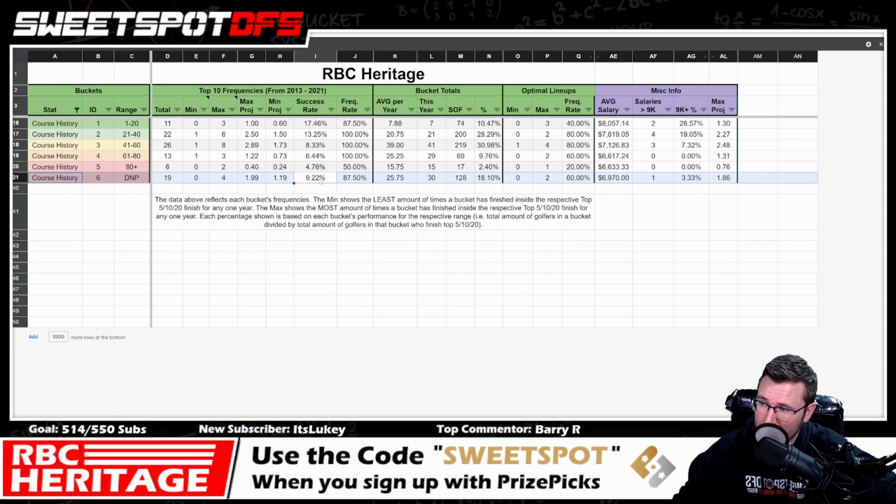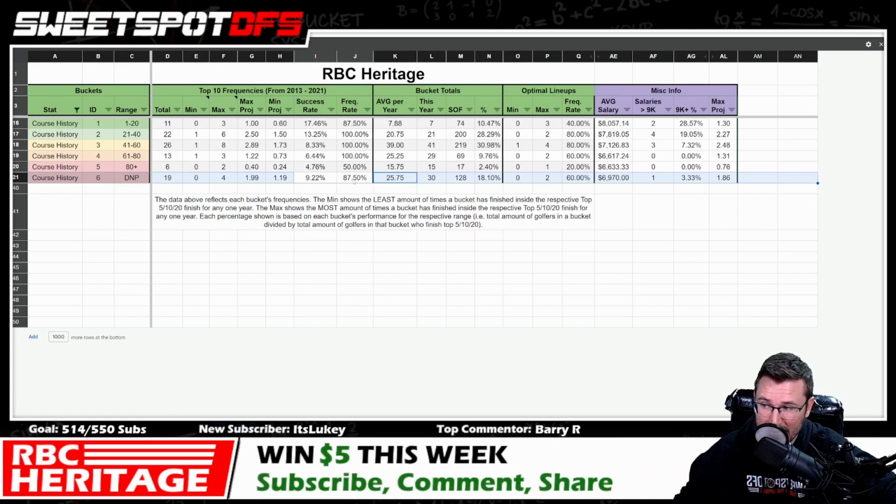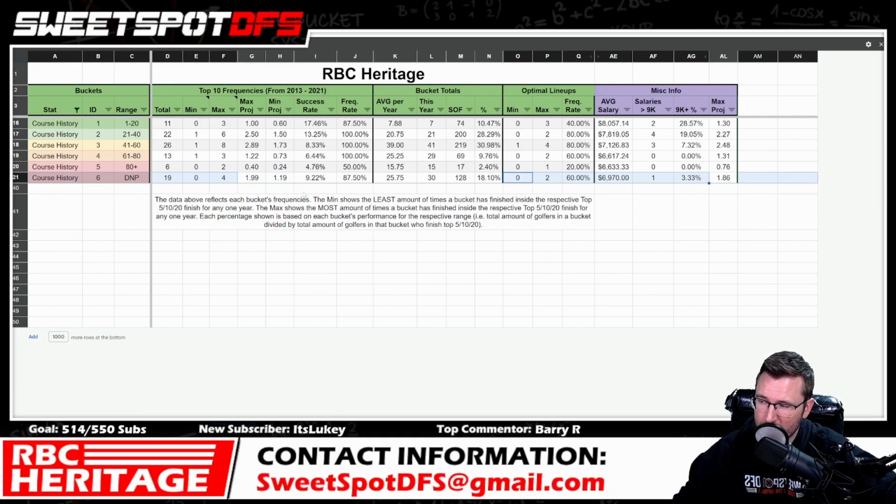Decent success rate, decent frequency rate, which means how often does it happen where a golfer from this bucket finishes inside the top 10? 87% is pretty high. Normally you see 25. We have 30 this week, and a lot of strength of field points added to this. I believe Scottie Scheffler's in this bucket. 0 to 2 is the technical projection. I should say the technical projection is 1 to 2, but the actual projection is 0 to 2.